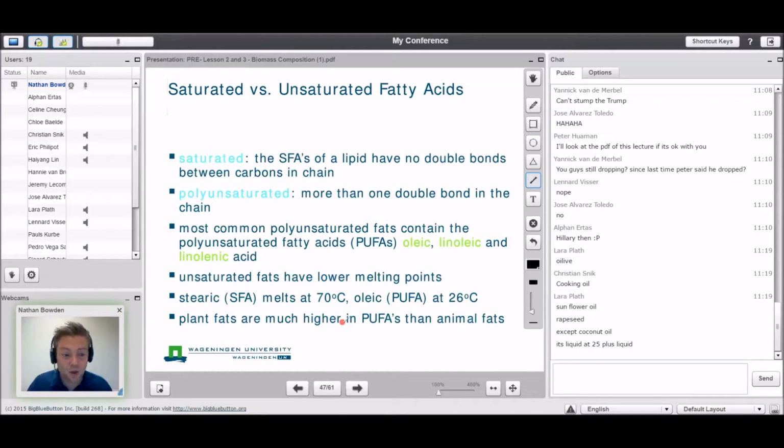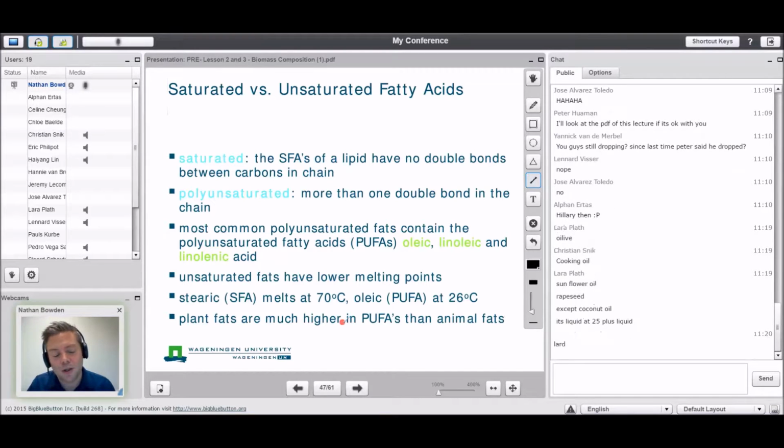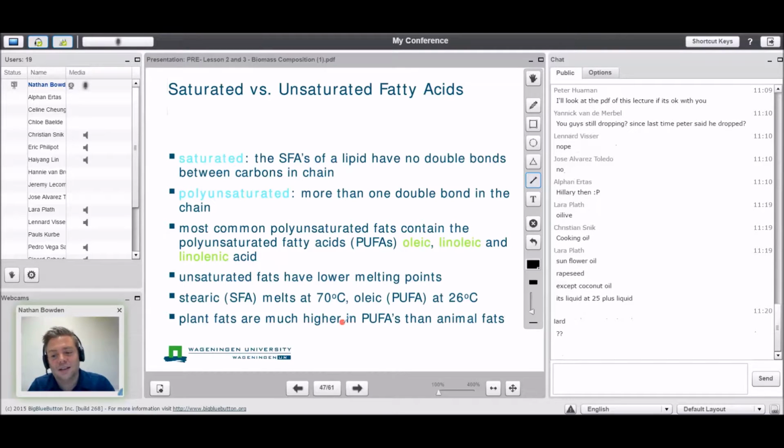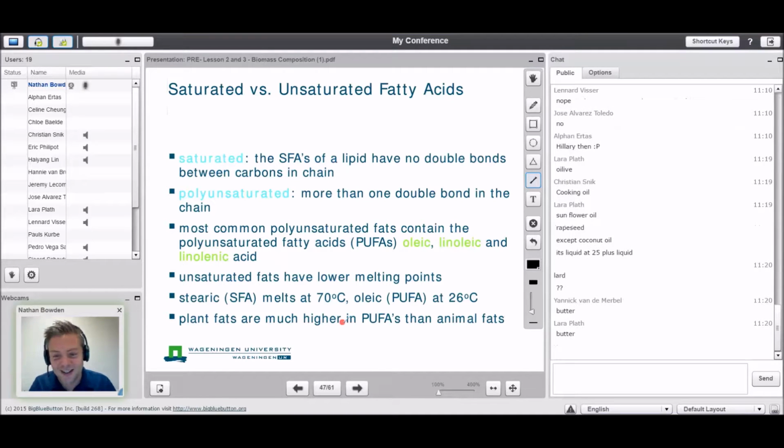Who can name me a fat that we use for cooking, for example, which is solid at room temperature? Lard, yeah, lard. And what else? Butter, yeah. Exactly. So animal fats like butter, that's churned milk basically. It's the fat of milk. So those fats are solid at room temperature and therefore have a higher melting point.